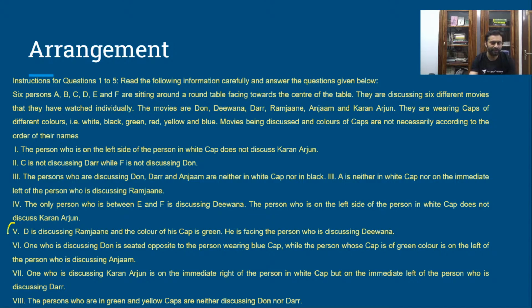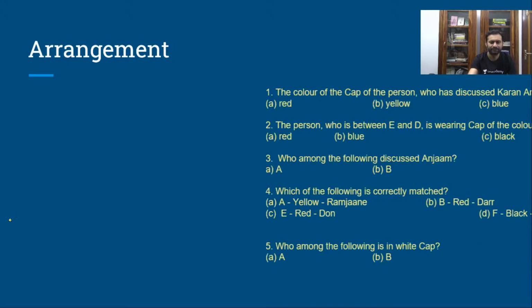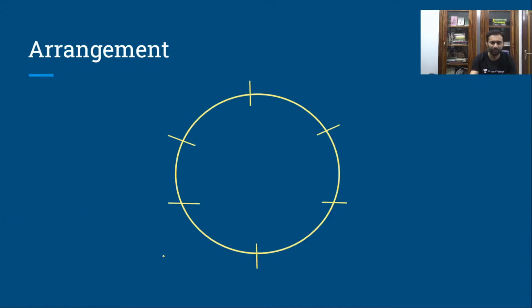Number 5: D is... we know the color of his cap is green, and he is facing the person opposite to him. This is what we know up till now. This is D. Ram Jane, and the person opposite to D is Divana.